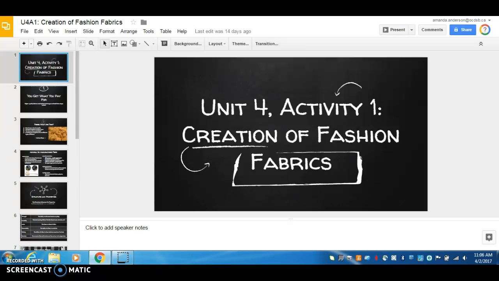So Unit 4, Activity 1 is all about the creation of fashion fabrics. And fashion professionals will say that your choice of fabric for a garment is essential to the success of your design, and also the customer's desire to purchase that finished product. So the hand and the weight of the fabric will determine how the garment hangs on the body, and the silhouette of the garment is affected by the quality of the fabric used.